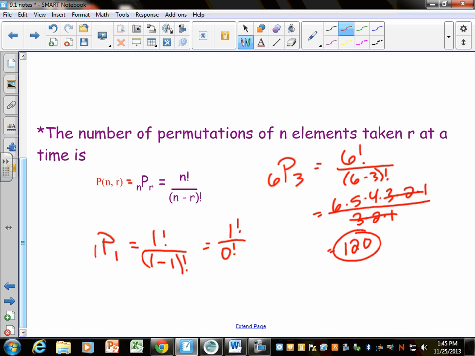If 0 factorial was 0, we'd have a big problem here. It's just 1 over 1. I don't know if that justifies why it's 1, but it makes this formula not work if it's 0. Nothing? I don't know.